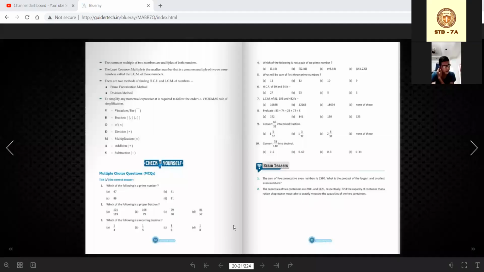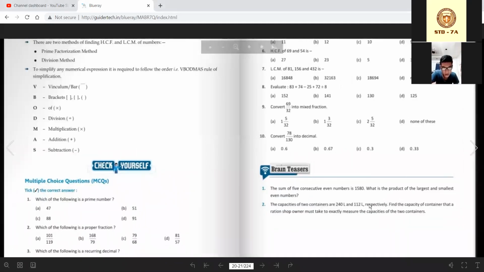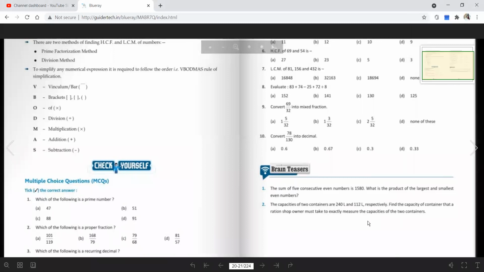So here, what is the problem? The capacities of two containers are 240 liters and 112 liters respectively. Find the capacity of the container that the ration shop owner must take to exactly measure the capacities of the two containers.